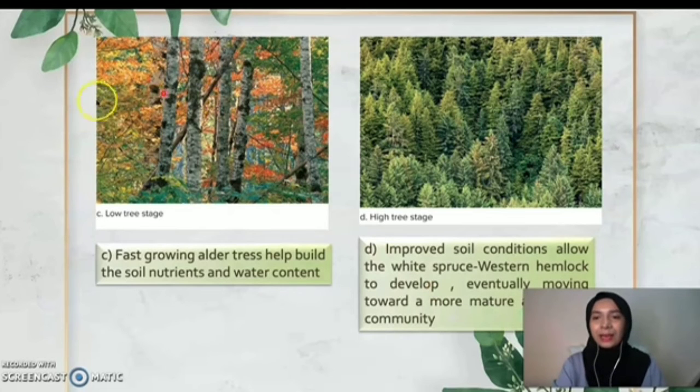Here we have a low tree stage. This stage is fast-growing as the trees help build the soil nutrients and water content. And lastly, we have the high tree stage. Improved soil conditions allow white spruce and western hemlock to develop, eventually moving to a mature and stable community.